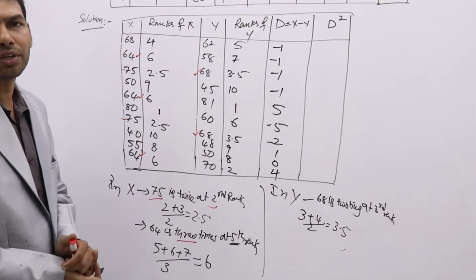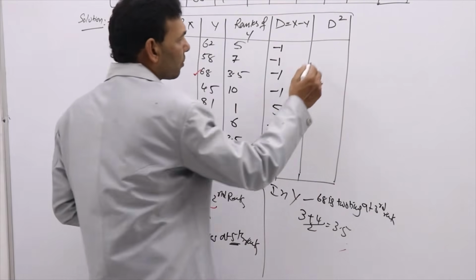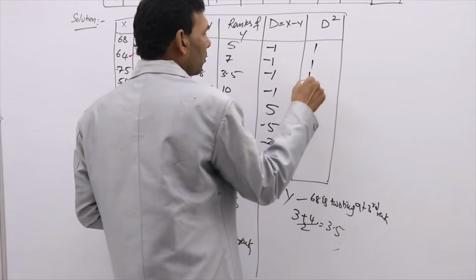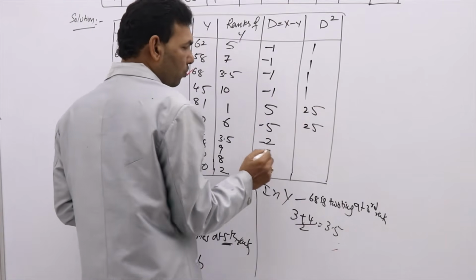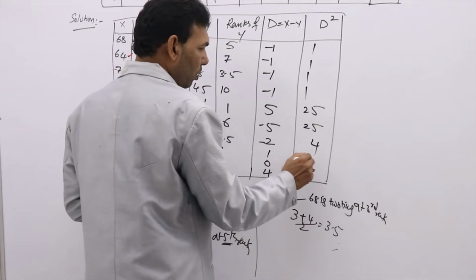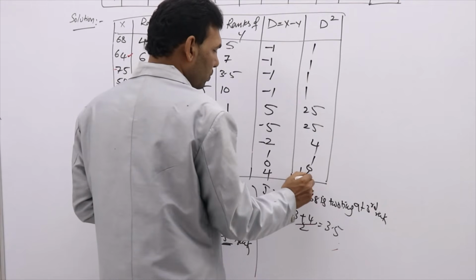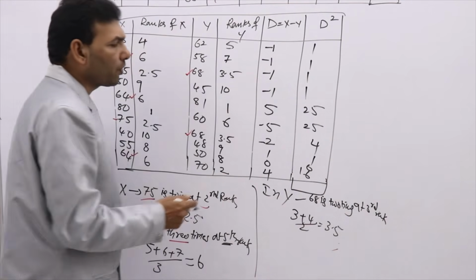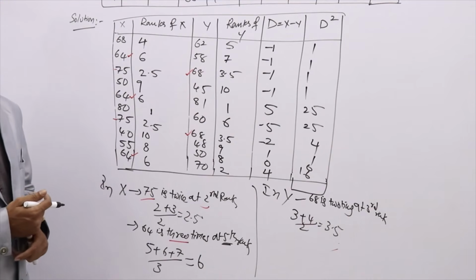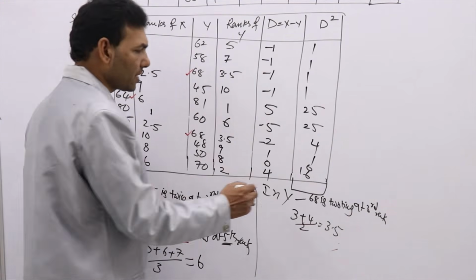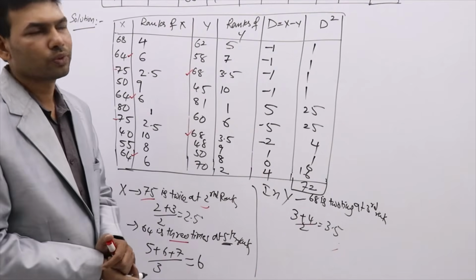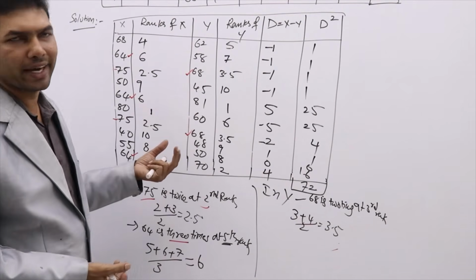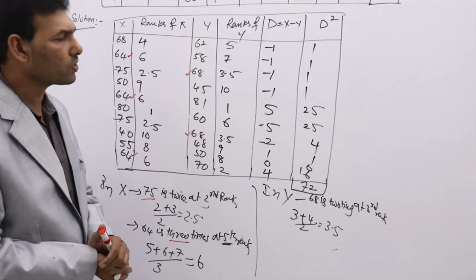Now find out d square values. 1, 1, 1, 1, 25, 5 square, 5 square 25, 2 square 4, 1, 0, 4 square 16. Next you need to add to get sigma d square value. Sum of all these d squares is 72. So like this one can easily evaluate the ranks for repeated values.